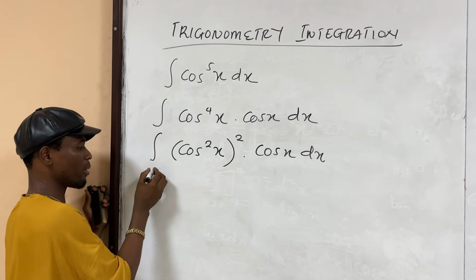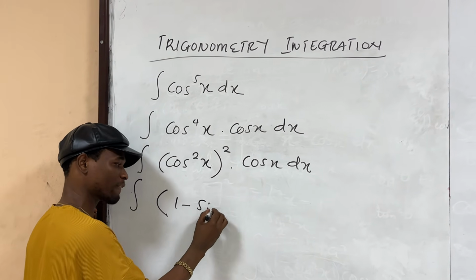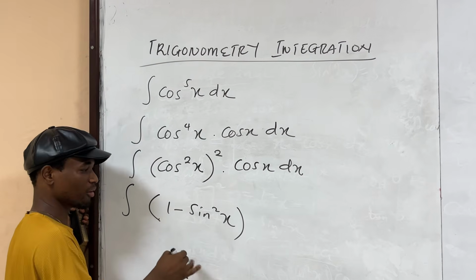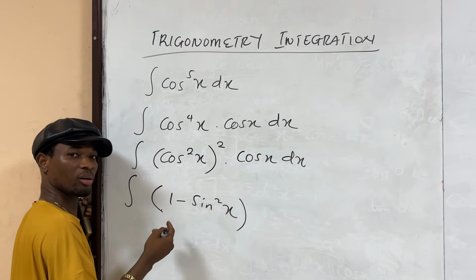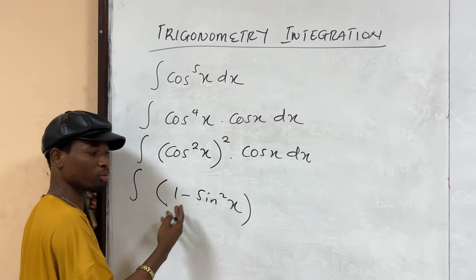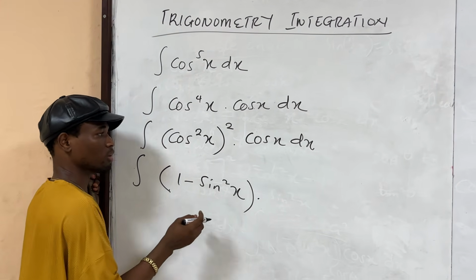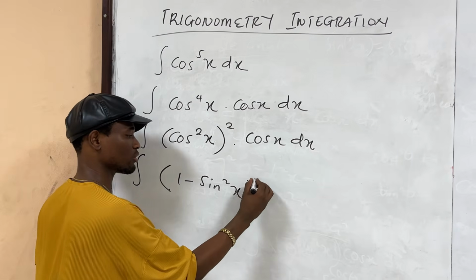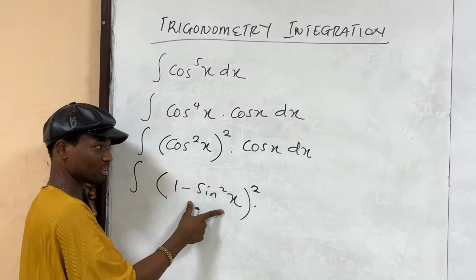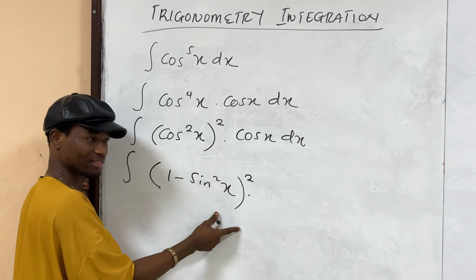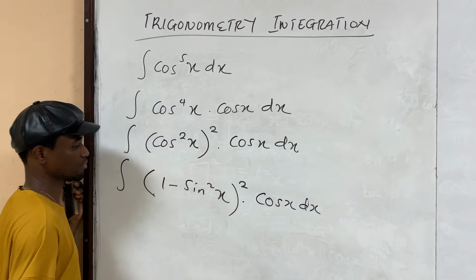What can we do from here? Remember, cos squared x is the same as 1 minus sine squared x. Viewers, watch my previous lecture videos. I've dealt with these things in detail. The formulas have been proved, the identities have been proved. So what do we have here? Cos squared x here is the same as this, then everything has been squared, then times cos x, then dx.